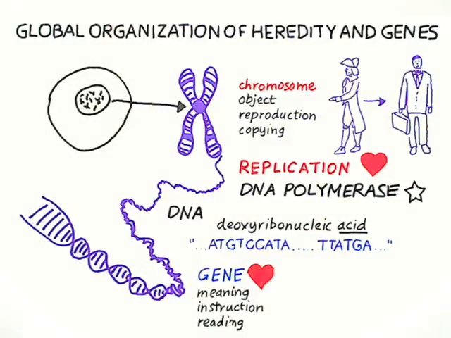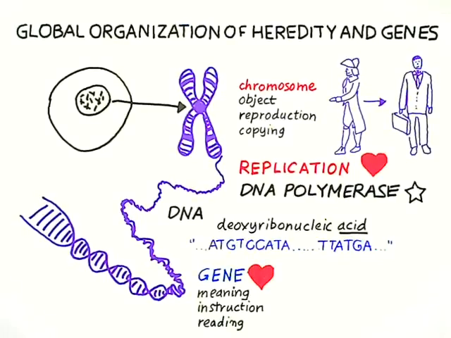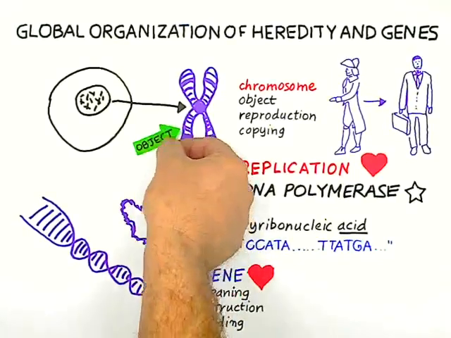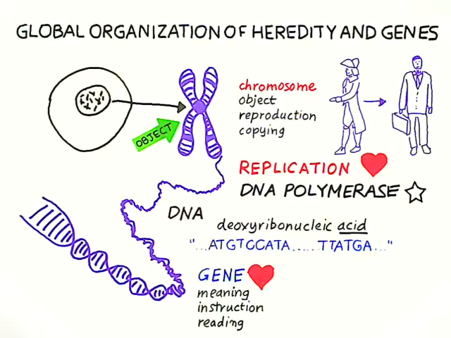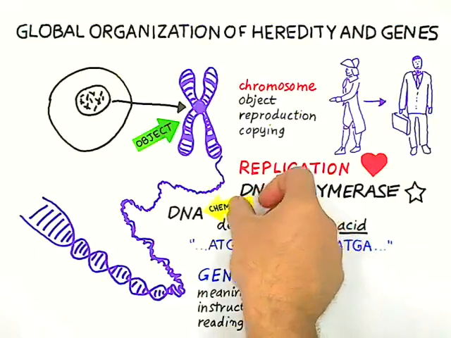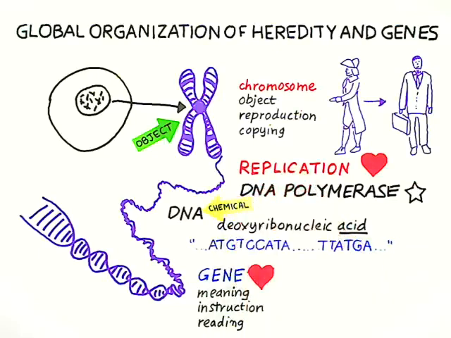To summarize, studying heredity means studying 3 different levels of reality. Chromosomes are objects. DNA is a chemical. And genes are abstract code.